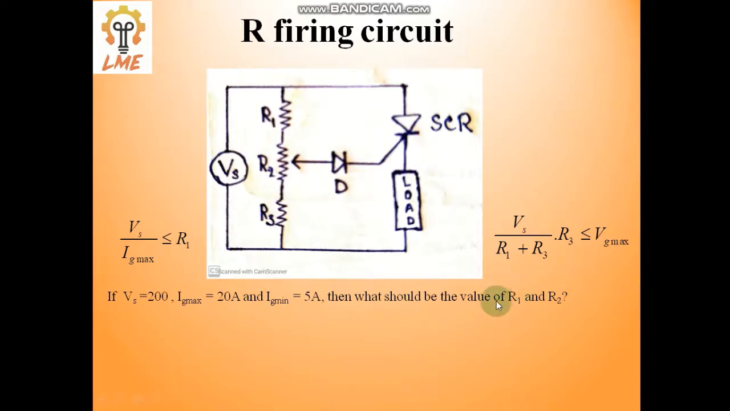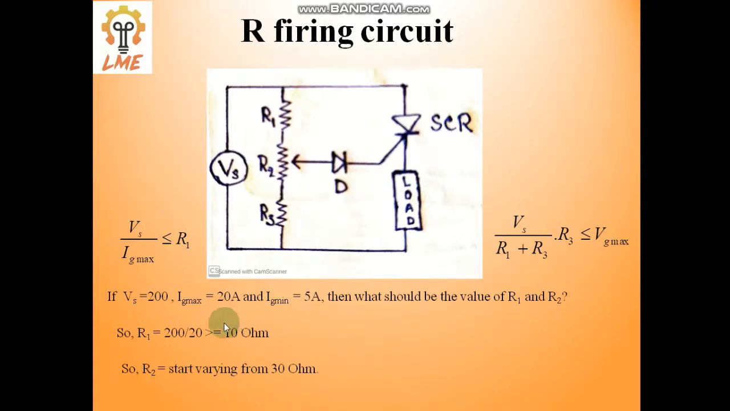So what should be the value of R1 and R2? Let's go for it. When considering R1, we have to think of only one thing: this circuit has only one resistance, that is R1. Supply voltage is 200, so the current should not exceed 20 ampere because Ig max is 20 ampere. That is why R1 should be 10 ohm or more. If it is 10 ohm, how much current can pass? Because the supply is 200 volt, only 20 ampere. So the gate is not damaged.